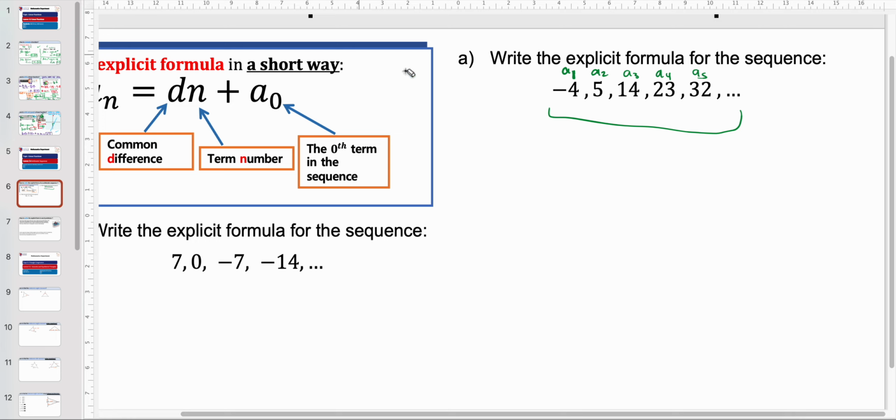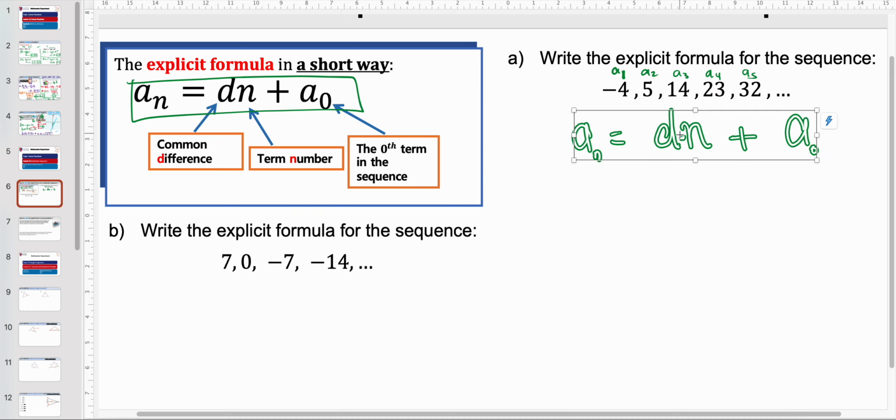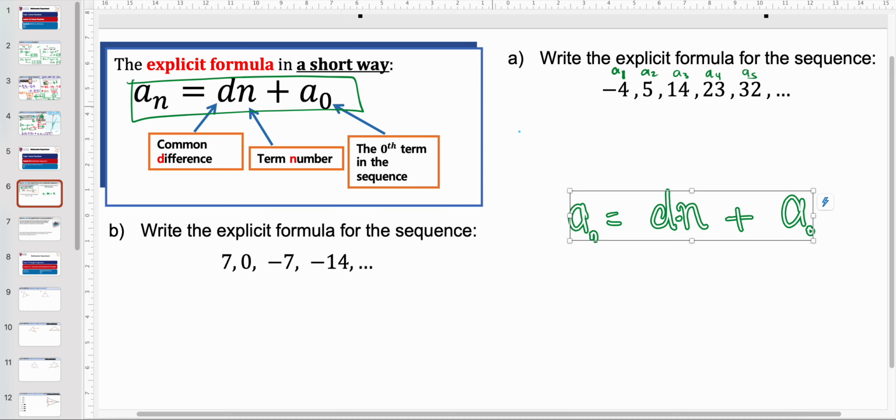To write an explicit form, as we said, the explicit form looks like this: a_n, where n is an unknown value, equals d, which is the distance, times the number of terms, n, that's a multiplication here, plus a0. As you can see, we need to find d and a0. That's it. n and a_n you can keep as variables because they can be anything. We only want to find d and a0.